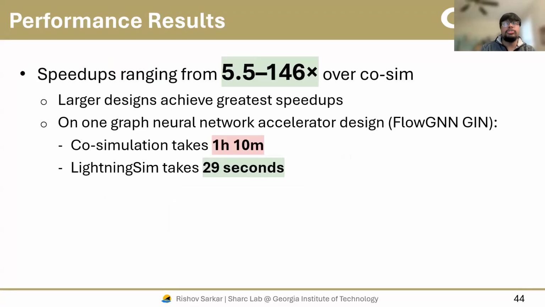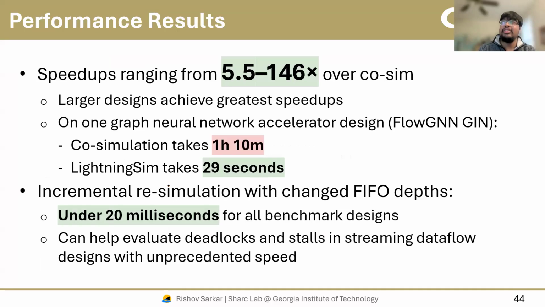But the speedup results are pretty significant. We have speedups ranging from 5.5 times to 146 times over co-sim, and larger designs achieve the greatest speedups. One of the FlowGNN designs took an hour 10 minutes for co-simulation, and LightningSim on the same design takes 29 seconds. So I'm pretty happy with that.